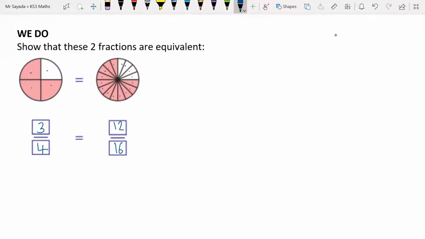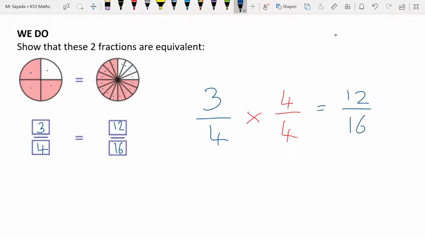But to show that, we need to do 3/4. And what do we need to show that it's equivalent to 12 over 16? Say your answer to the video. We need to show that both top and bottom have been multiplied by the same thing. What have both top and bottom been multiplied by here? Say your answer to the video. Both top and bottom have been multiplied by 4. So we write times 4 over 4 equals 12 over 16. And that's now done.